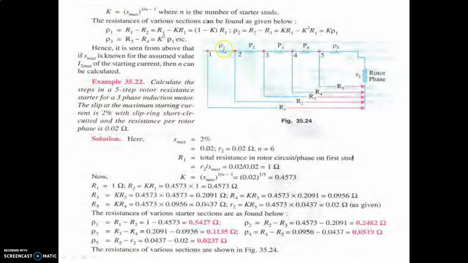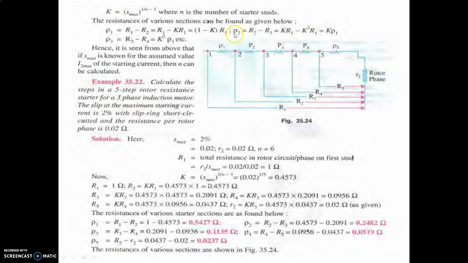Suppose we want to calculate row 1, it is R1 minus R2. R2 you know is K into R1, so it is (1 minus K) into R1. In the same way, row 2 is R2 minus R3. R2, you know, is K into R1, so it is (1 minus K) into R1. Like that, you can substitute the values of different starter step resistances in terms of R1, and you can get it.